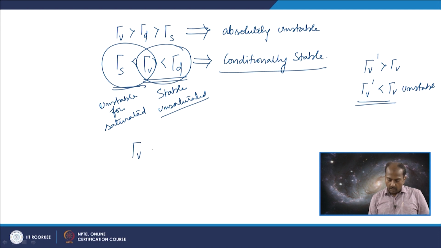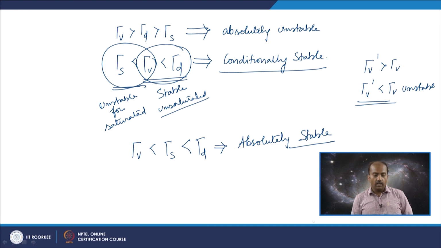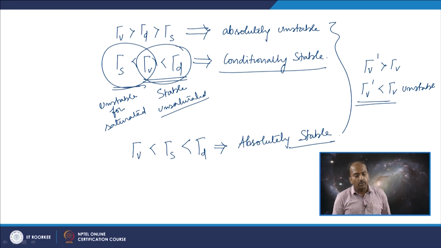And thirdly, if gamma v is less than gamma s, so it is less than 5 degrees Celsius per kilometer itself, it is obviously less than the 10 degrees per kilometer, right. So, this condition is called absolutely stable. We have been able to combine gamma v, gamma d and gamma s, and we now have the most inclusive stability conditions, which are called absolutely stable, absolutely unstable, and conditionally stable.